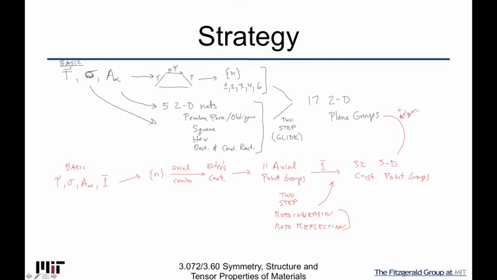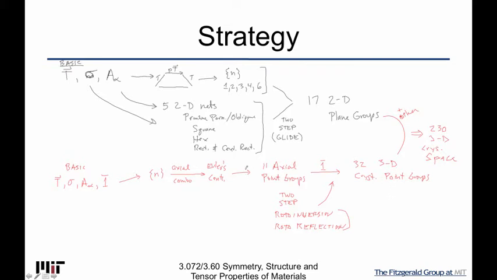That says other, if you can't read that. And that is going to finally give us our 230 3D crystallographic space groups. And instead of going through some of the, but this is basically the idea.